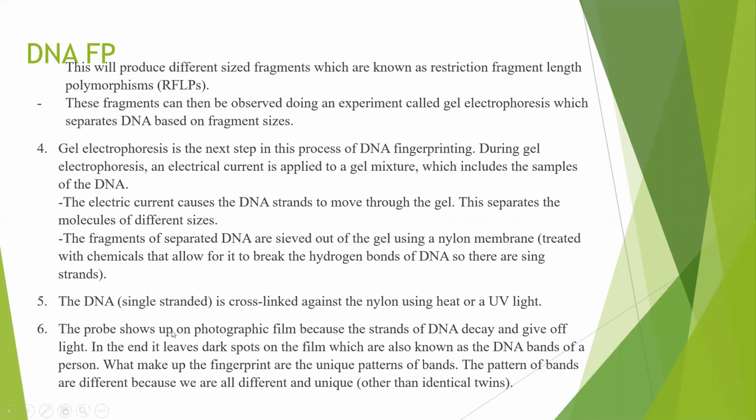The probe shows up on photographic film because the strands of DNA give off light. In the end it leaves dark spots on the film, which are also known as the DNA bands of a person. What makes up the fingerprint, the unique pattern of bands? The pattern of bands is different because we are all different and unique, other than identical twins.